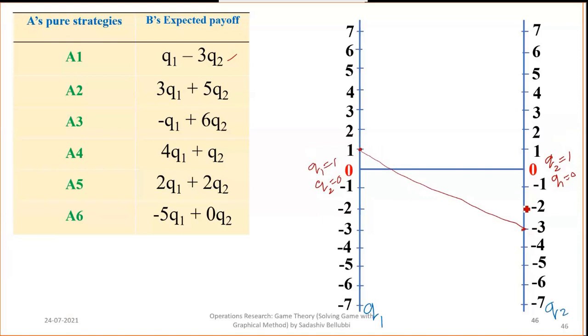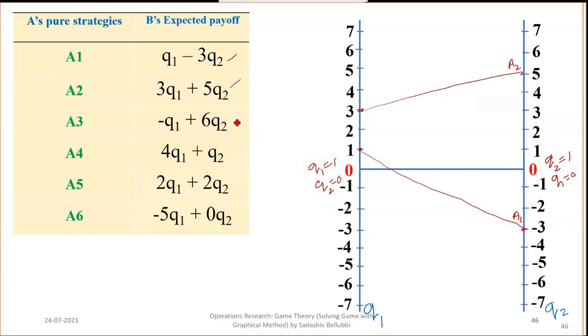Once you draw a line, you need to write which line you have drawn. If you don't write it, there is a chance of losing marks. A2 is 3Q1 plus 5Q2. This is A2.